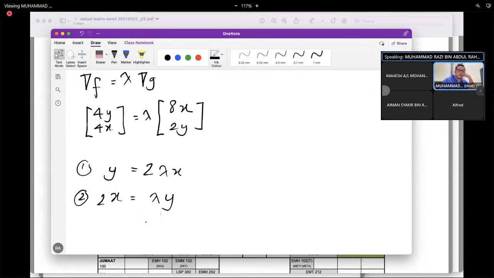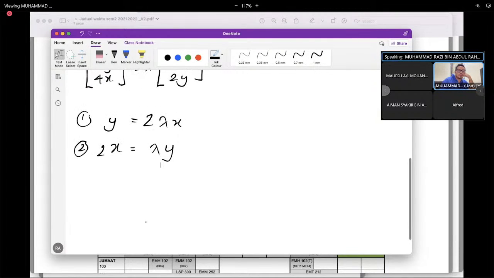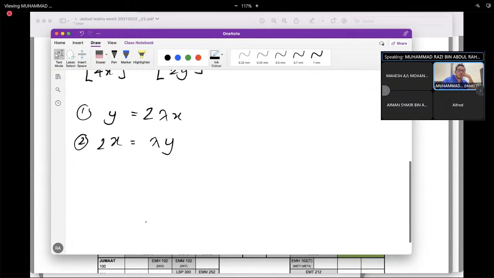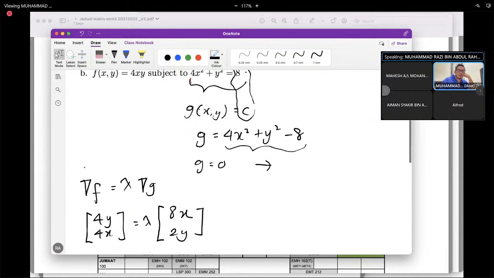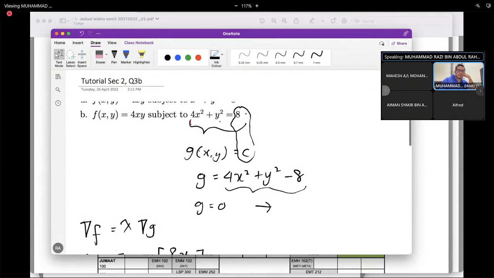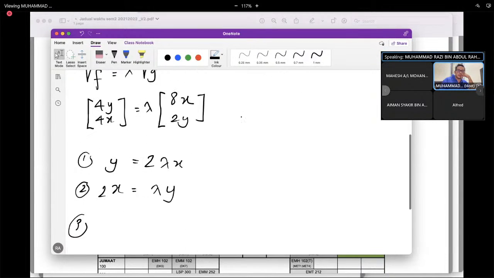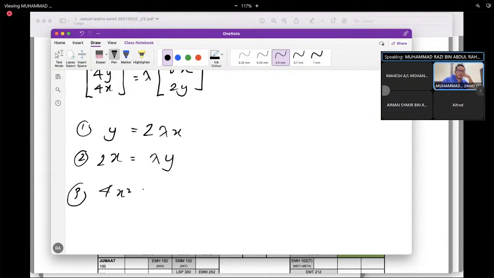So remember, this is still undetermined because we have 3 unknowns and 2 equations. The third equation is coming from the constraint where you have 4x squared plus y squared equals 8.